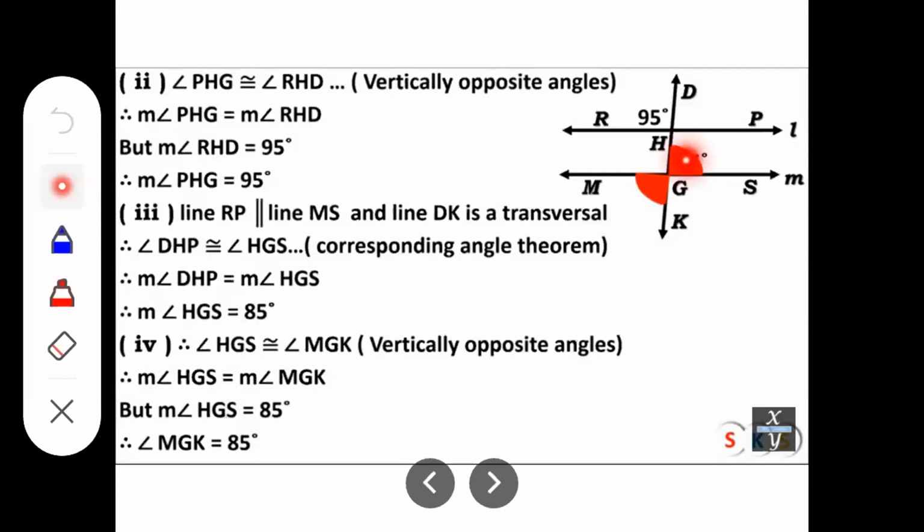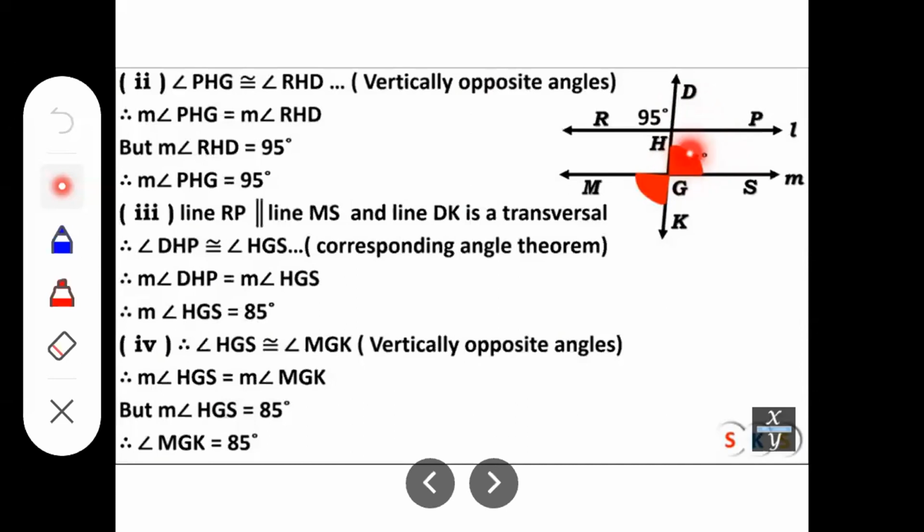Now, which property can we use here? As we know, this angle DHP is in correspondence with angle HGS. Those are corresponding angles. This angle and this angle.